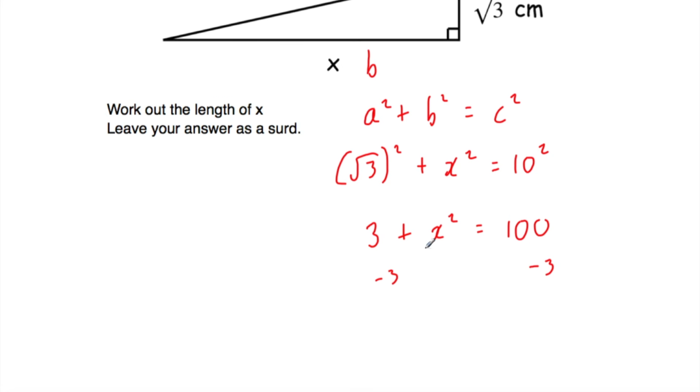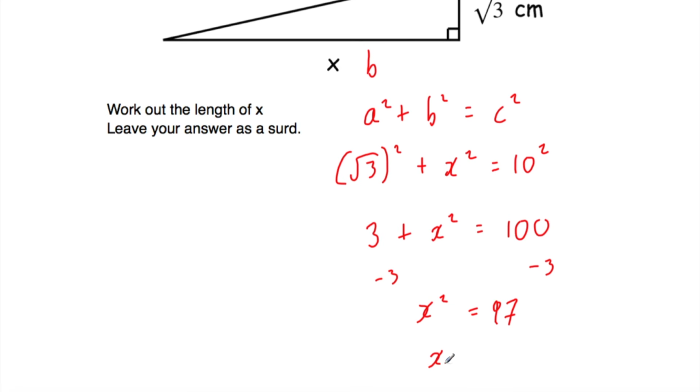On our left-hand side, we took away 3 to get rid of the plus 3, so we're just going to be left with x squared. And on the right-hand side, we had 100, and we're taking away 3, so it's going to be 97. So we've got x squared is equal to 97. Now, normally at this point, we'll know this side's not 97 centimetres, it's that side squared is 97, so we need to square root. Now, normally what we would do is we would work out the square root of 97 on our calculator, but this is a non-calculator question.